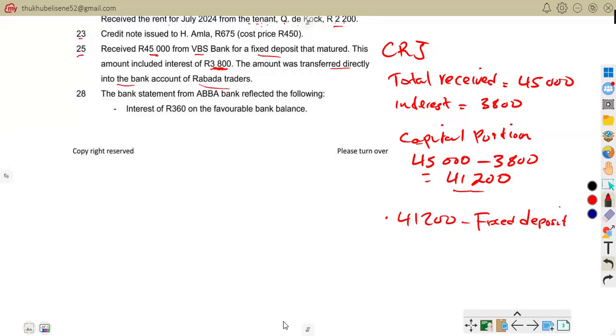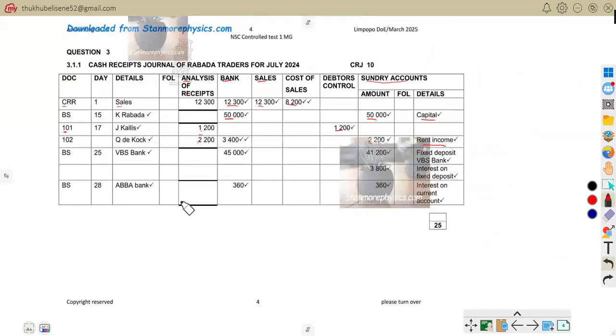That is asset. And then 3,800 is going to go into interest income. So that is that. So now let us see how we are going to do the recording of this. As you can see, we are here on the documents BS 25. So details is VBS Bank. So we received this much, 45,000, which is going to go into our bank.